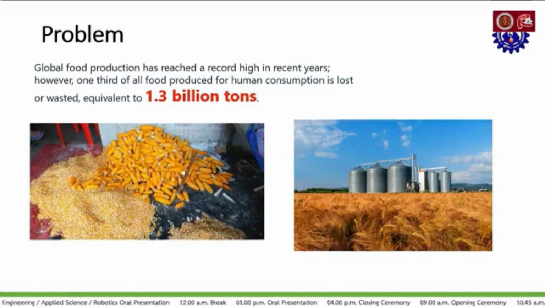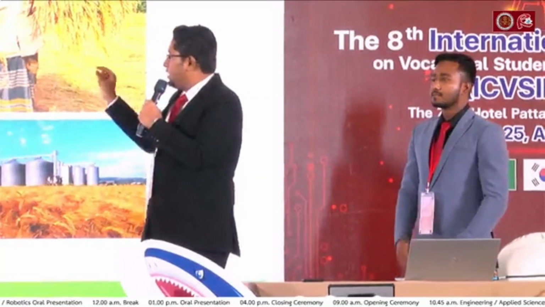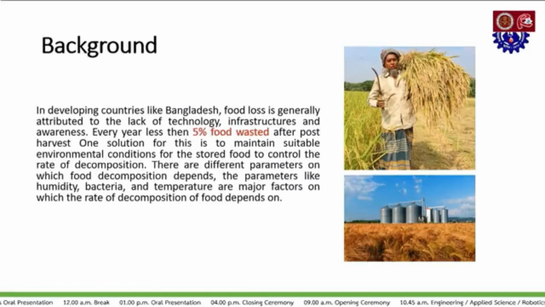The problem is that every year 1.3 billion tons of food are wasted after the post-harvest. It's a huge problem for our food security. In Bangladesh, 5% of food is wasted after post-harvest due to the lack of infrastructure and technological solutions, because many of our farmers are not educated. That's why they don't know how to manage their crops after the post-harvest, and we face a huge problem in this sector.